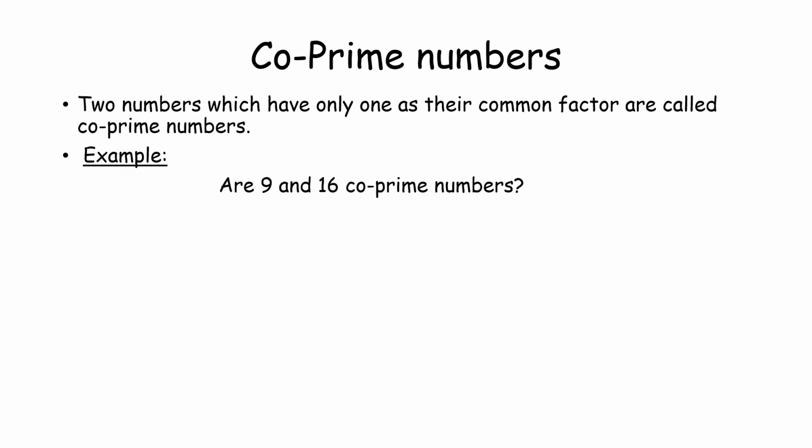Co-prime numbers. Okay, what are co-prime numbers? Two numbers which have only 1 as their common factor are called co-prime numbers. For example, are 9 and 16 co-prime numbers? First, let's write their factors.